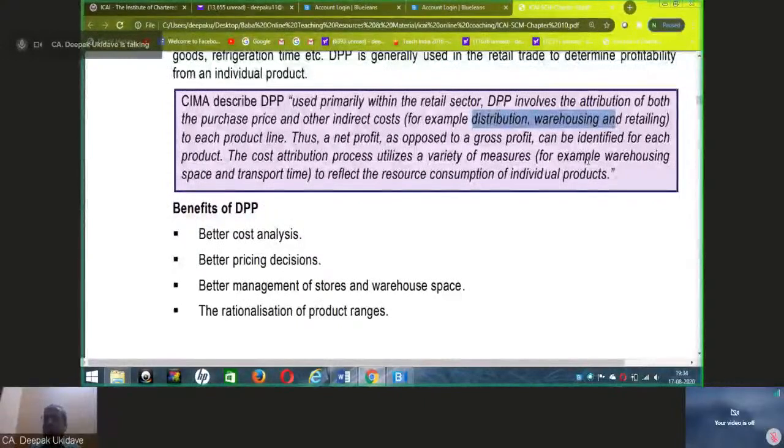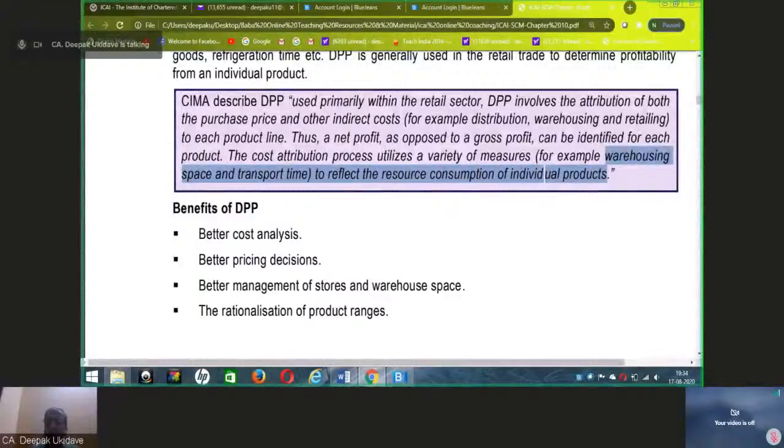For example, here one example is given, warehousing space and transport time. These are the measures or key performance indicators, KPIs, or measures of allocation. Right? You can apportion warehousing space, how much square meter area is used for storage. What is the transport time? How much time you are taking? It is 5 hours, 8 hours to the respective destination. So depending on that, the product will get its share of cost of transportation. And that will reflect the resource consumption of individual products.